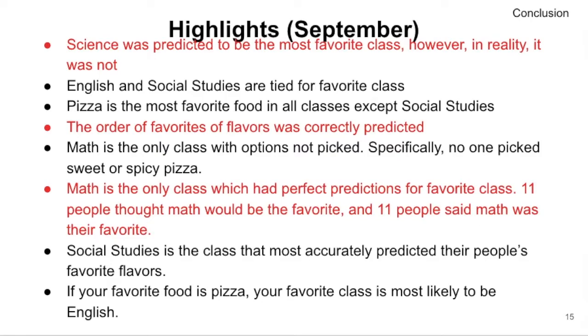Next, the order of flavors was correctly predicted. I think this is quite amazing, as most of our predictions were inaccurate. Math is the only class which was predicted correctly, as 11 people predicted it to be people's favorite, and 11 people said it was their favorite.